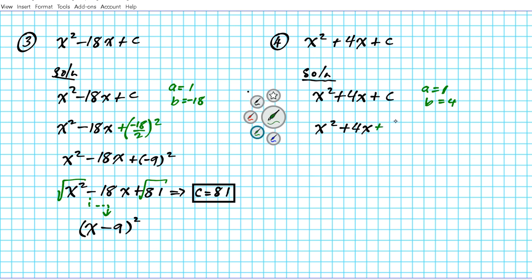Okay, so what's b over 2 squared? 4 over 2 squared. Let's simplify that. We have x squared plus 4x, plus 4 over 2, which is 2, squared. So it's going to be x squared plus 4x plus 4. So the c value that makes this a perfect square trinomial is 4.